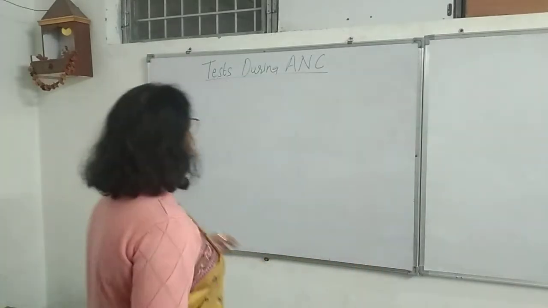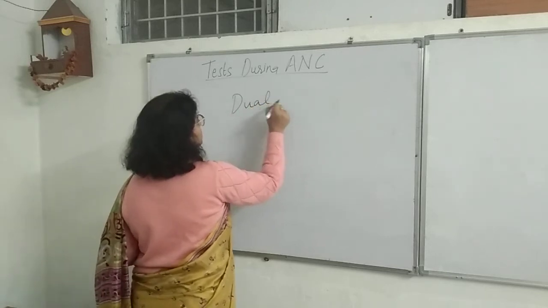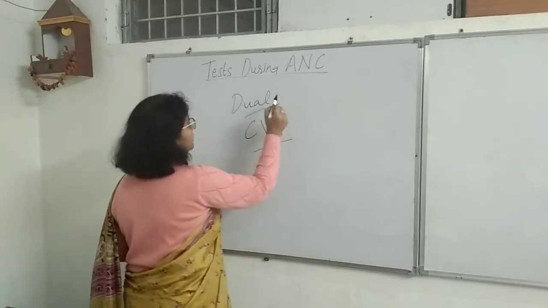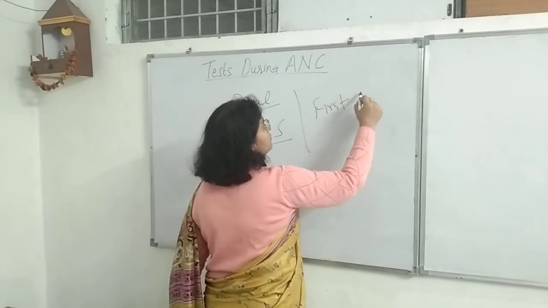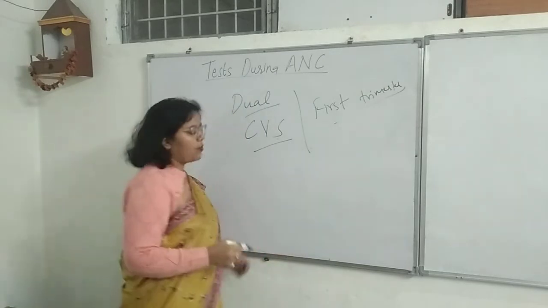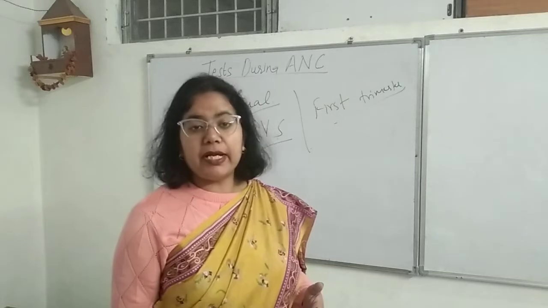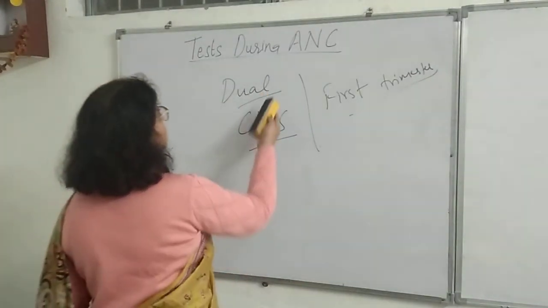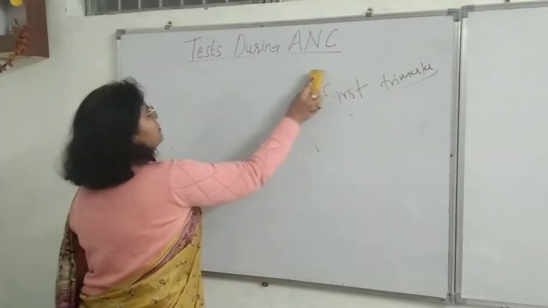Now there is the dual test also, which is done in early gestation, and chorionic villus sampling. Chorionic villus sampling and dual test, the advantage is they are done in the first trimester. I will be dealing in detail with these tests, their indications, their drawbacks, their contraindications and their complications in the respective chapter, but just to tell you that dual test and chorionic villus sampling are done in the first trimester of pregnancy.